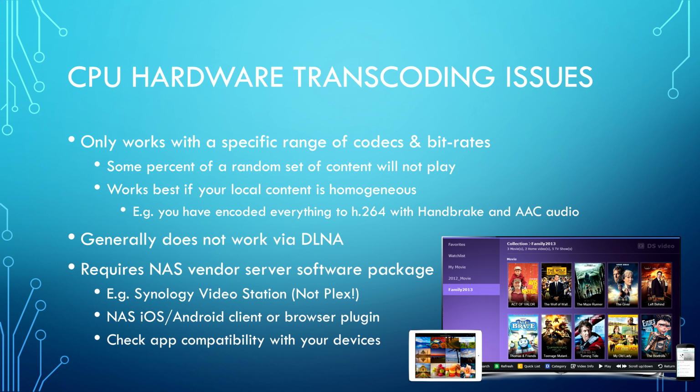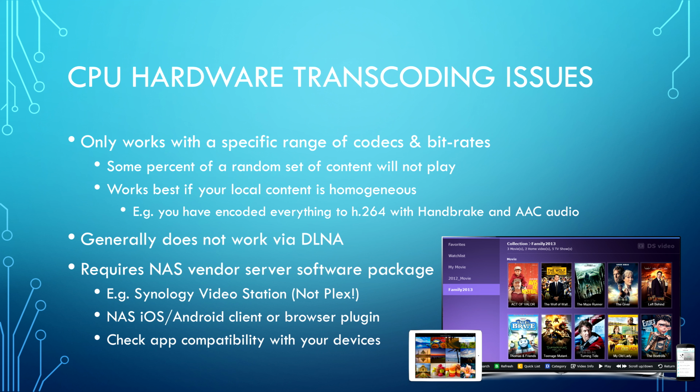Hardware-assisted transcoding requires special software from the NAS vendor that has that code built in to use the hardware API provided by whatever CPU manufacturer it has. So it won't work with random software that you install. It will only work with the media serving software provided by the NAS vendor. And as I mentioned, it's not supported by Plex server. So for example, you would use the Video Station application. It's actually called Video Station on both Synology and QNAP. And the Video Station software would do the transcoding using the product's hardware acceleration.